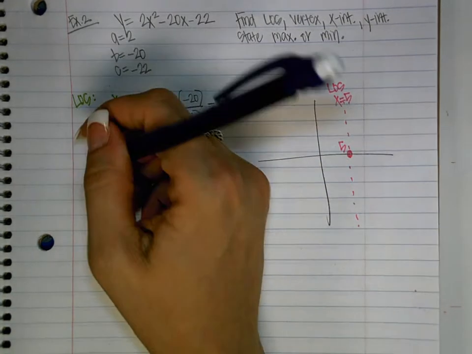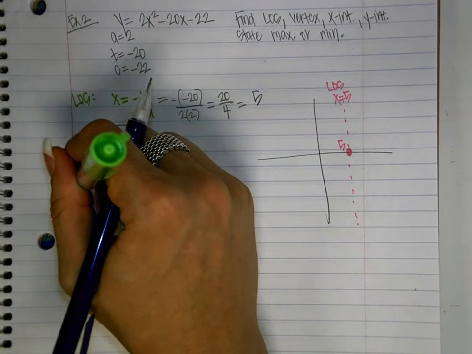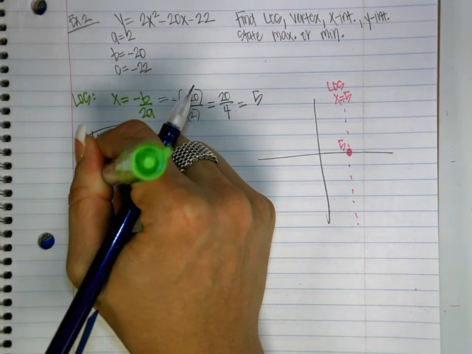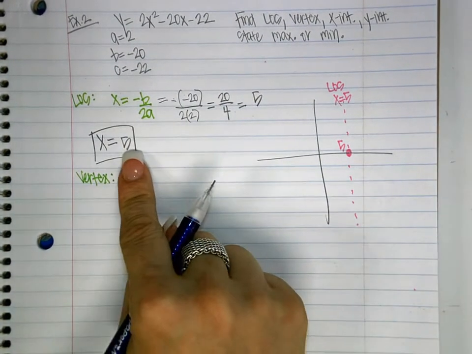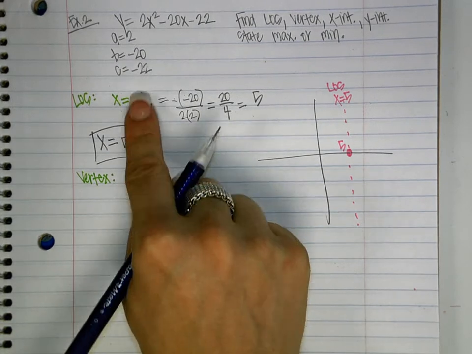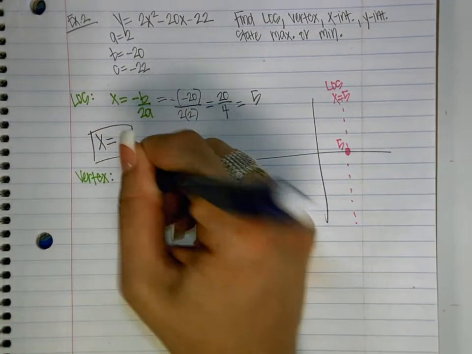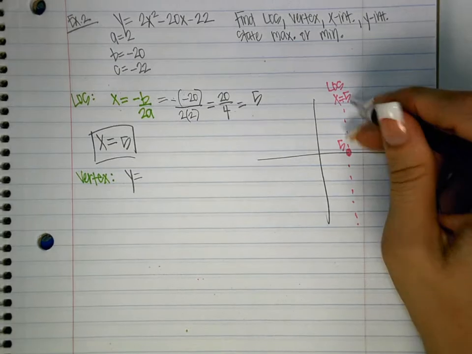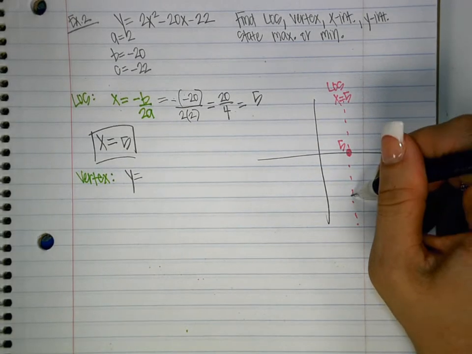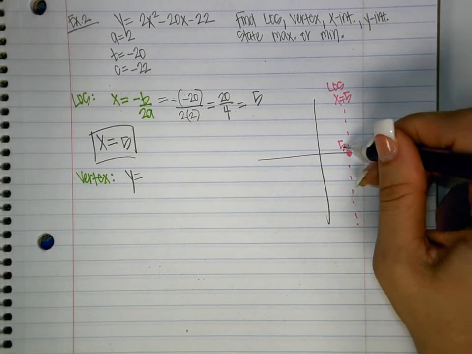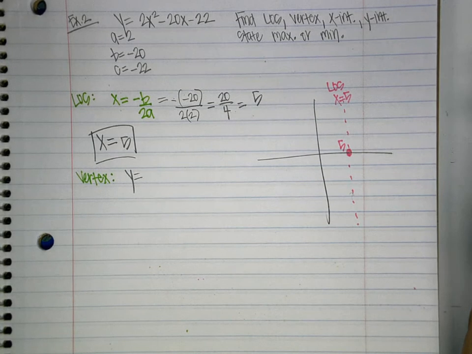Now, next thing I'm going to do is find the vertex. To find the vertex, you plug in. So we're going to use the 5 that I just found and plug it into this y equals equation and find the y coordinate. Because remember, the vertex is always on that line of symmetry, so it will have the same x value. That's why we can do that.